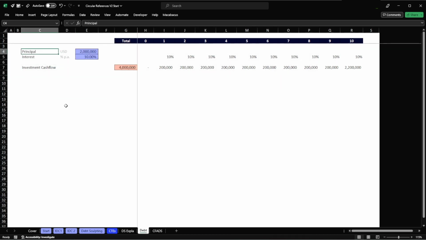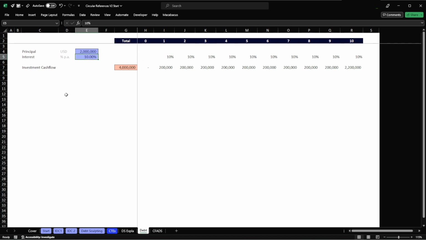Let's see what we have here. Let's assume you have $2 million that you can lend to a friend. A friend of yours comes and says he or she needs $2 million, and you have the money. So you're going to lend it to him or her and charge 10%. The way it's going to work, you're going to lend this money for 10 years.